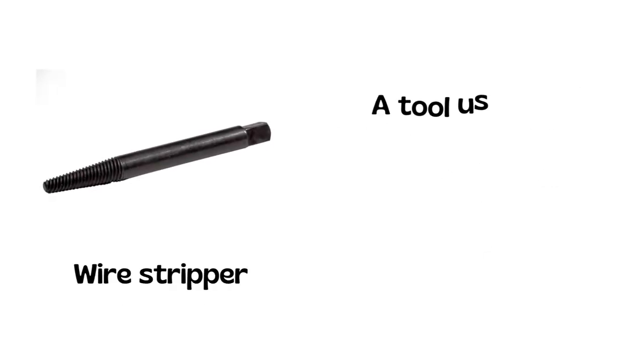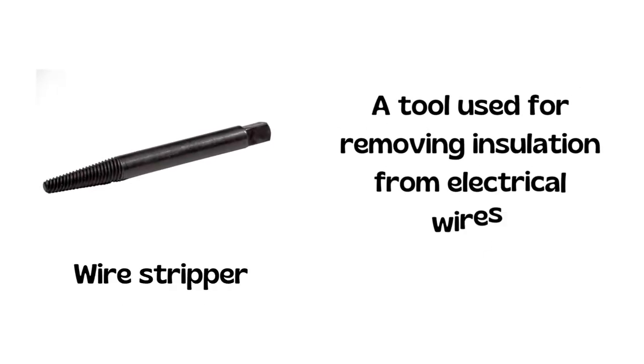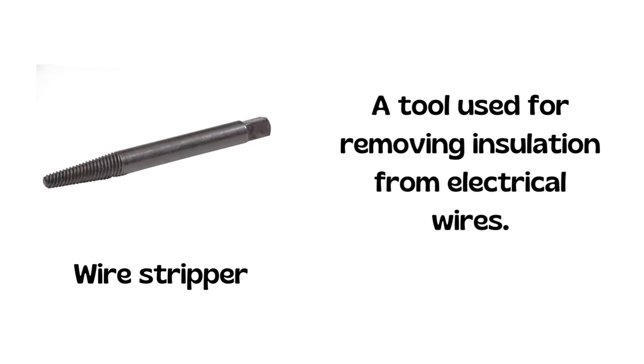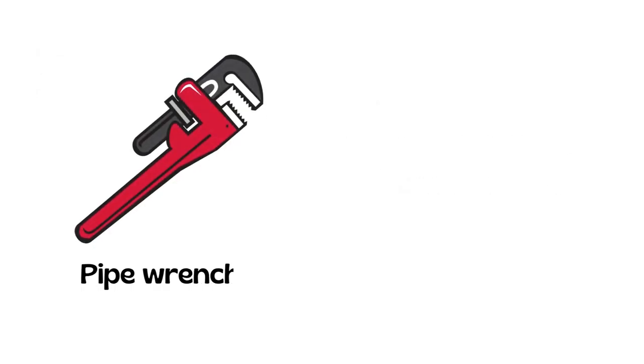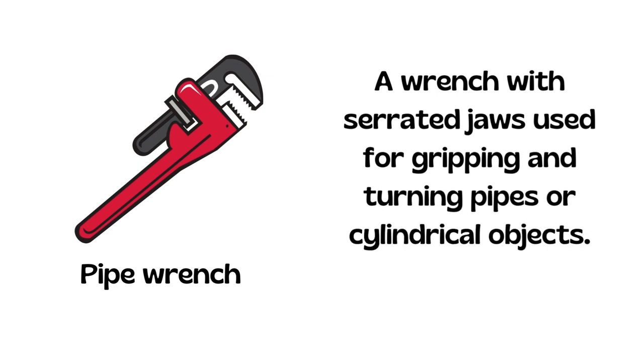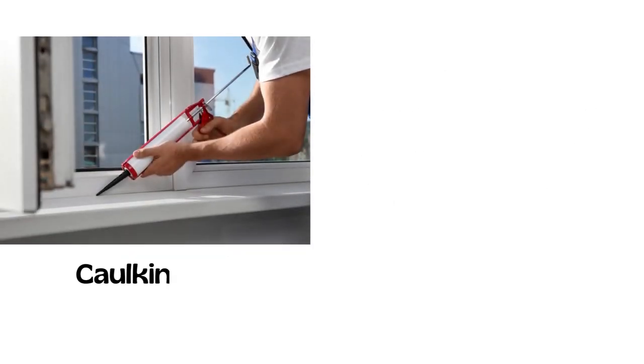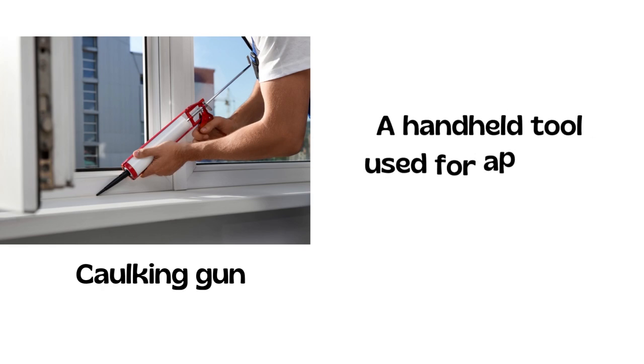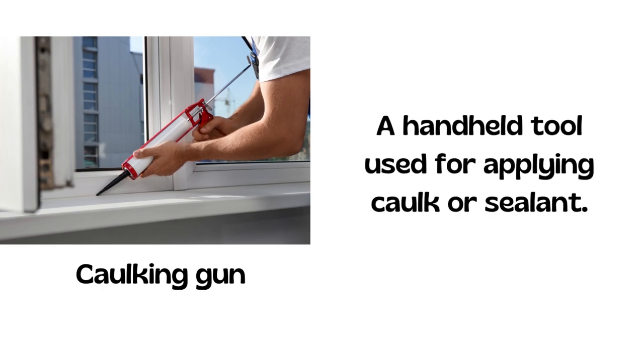Wire stripper, a tool used for removing insulation from electrical wires. Pipe wrench, a wrench with serrated jaws used for gripping and turning pipes or cylindrical objects. Caulking gun, a handheld tool used for applying caulk or sealant.